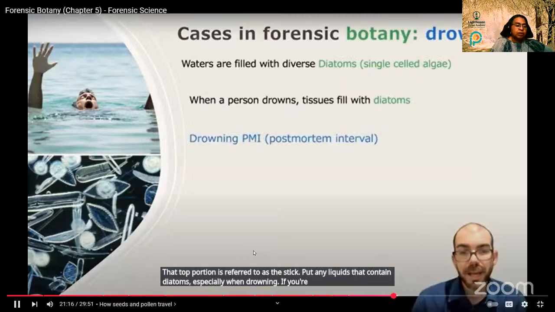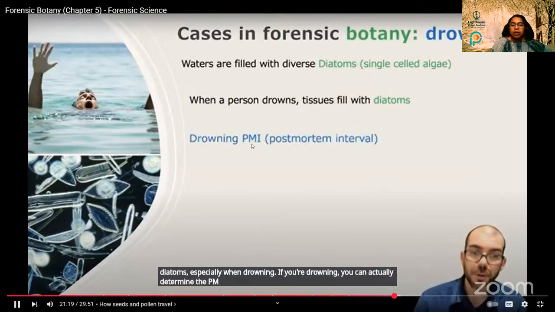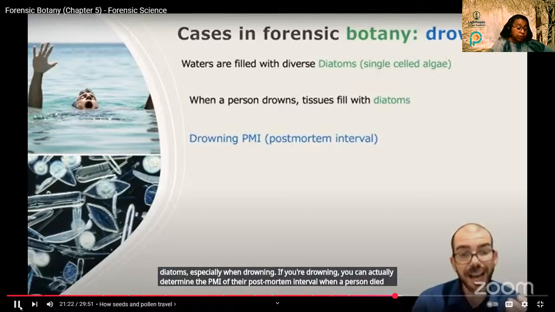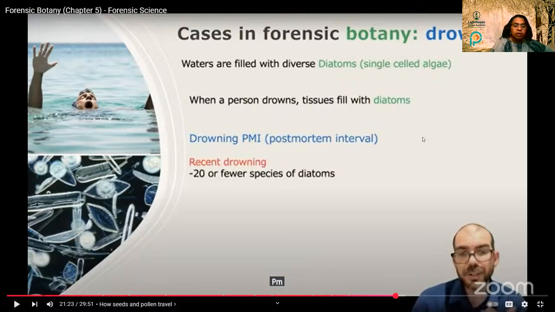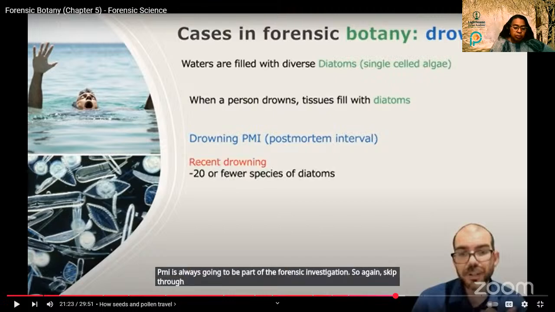If you're drowning, you can actually determine the PMI or the post-mortem interval. Make sure that you remember PMI. When a person died. We're always going to be talking about PMI, no matter which unit we're in. PMI is always going to be part of the forensic investigation. So again, skip through the anatomy parts of the video, but the other parts have good forensic botany information.